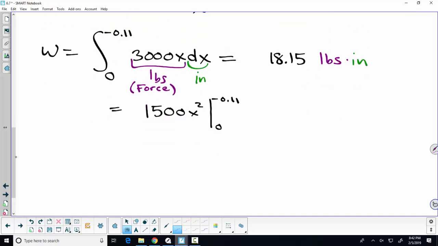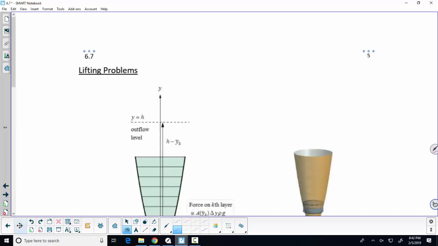Any other questions? Times gravity. Velocity something per second, so it's gravity for that.